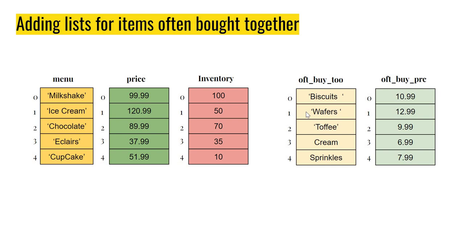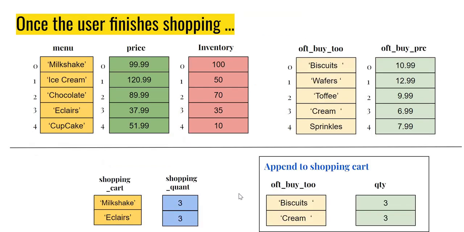So what we really mean here is that if, for example, the user purchases ice cream, then we say, okay, the commonly purchased item with this is wafers. Notice the indexing is exactly the same. Now that's the backbone of our program. So once the user has finished shopping, we look at the shopping cart and at what items the user has purchased. For example, the user purchased milkshake. We figure out that milkshake is at index 0, which means I can look at index 0 of this list and recommend biscuits to my user.